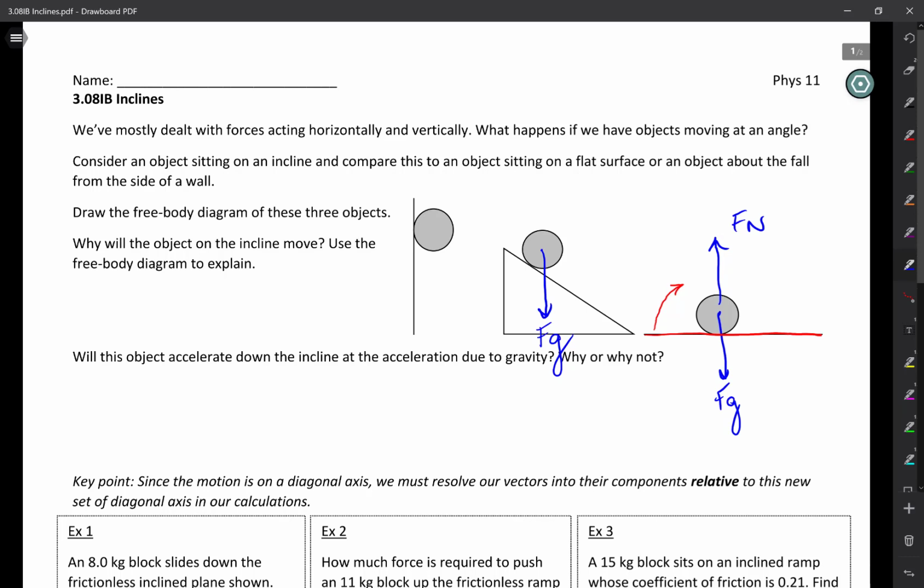However, there's an interesting thing now, because notice that your surface is no longer horizontal, but is on an angle. If you have a surface that's on an angle, perpendicular to that is no longer going to be your regular old vertical normal force. Your normal force will have to be 90 degrees to that surface, and so diagonal. This is something interesting that you've never seen before: your normal force pointing at an angle, but that's just because you have an angled surface.